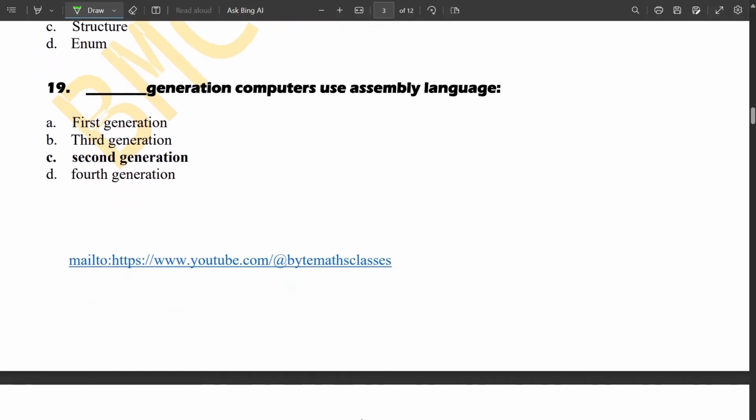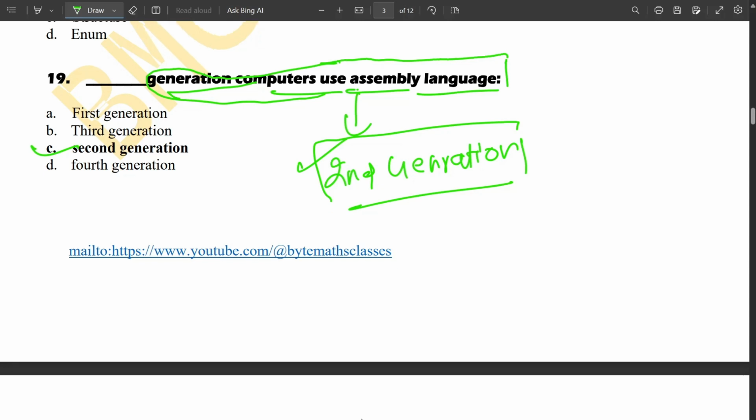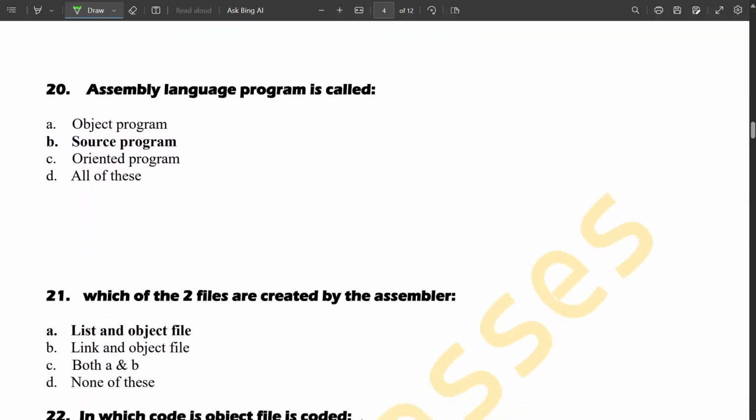Next, which generation of computers uses assembly language? Second generation computers use assembly language. So assembly language is from the second generation. This can be a separate question, which generation. So the second generation is the generation of assembly language. Next, an assembly language program is called a source program. Option number B.